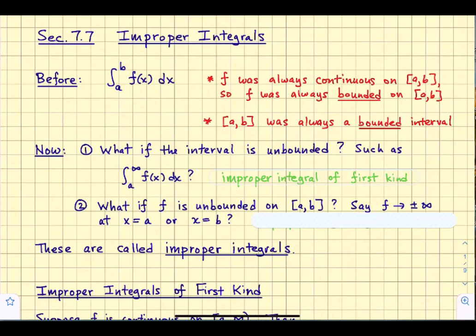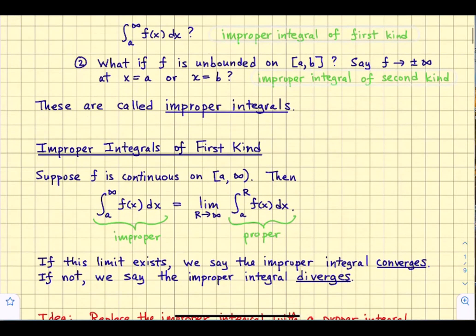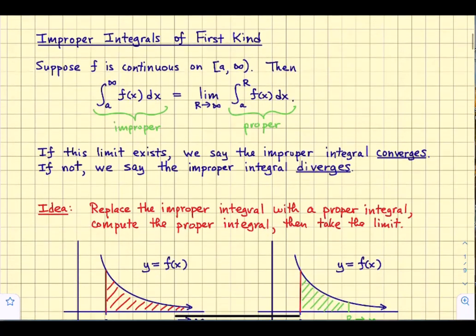It turns out that if the interval is unbounded, we call this an improper integral of the first kind, and if the function itself is unbounded on a bounded interval, then we call this an improper integral of the second kind. It turns out that these two classifications of improper integrals will guide our thinking throughout this section. So let's look at improper integrals of the first kind.